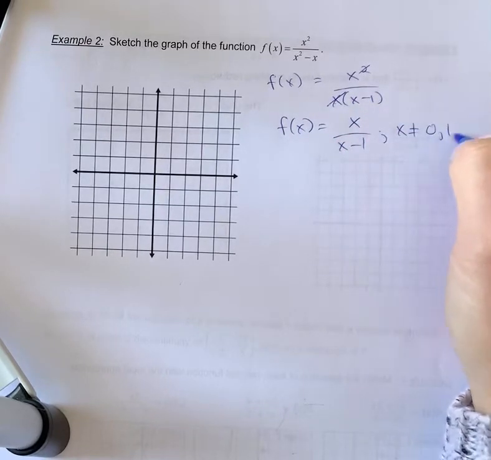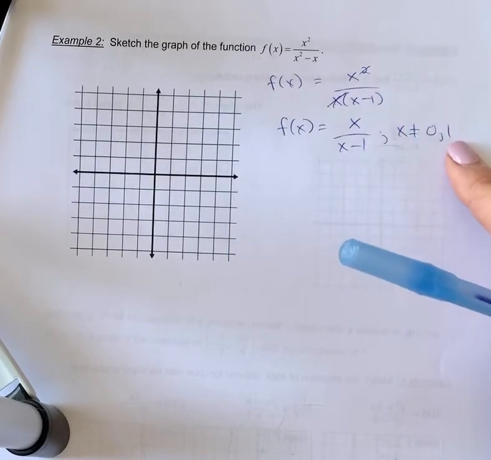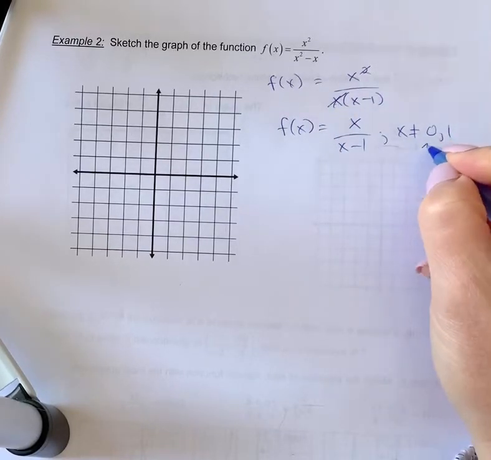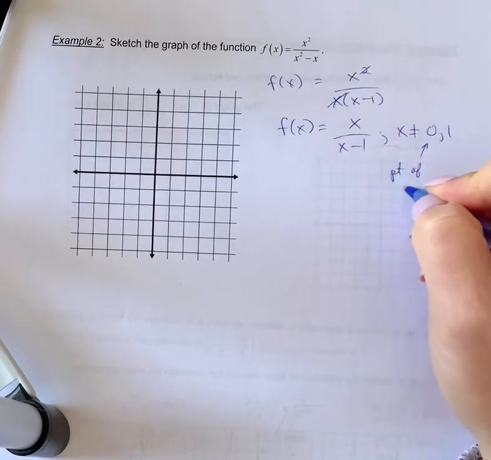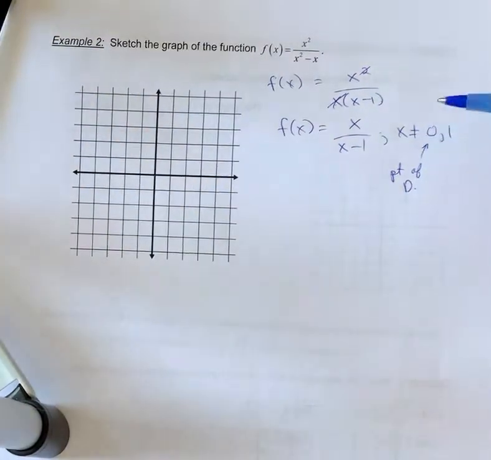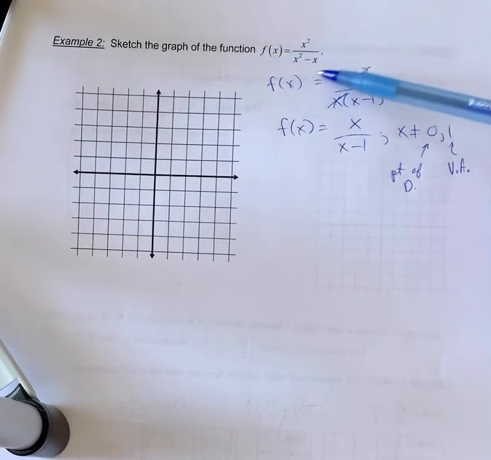It's very important you write both restrictions, not just the one that canceled, not just the one that remains. This is a good example of seeing the one that canceled is going to tell me where the point of discontinuity is. The one that remains, that you still see here, is the one that you're going to use as your vertical asymptote.